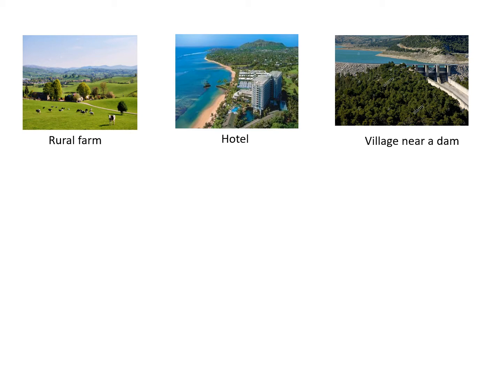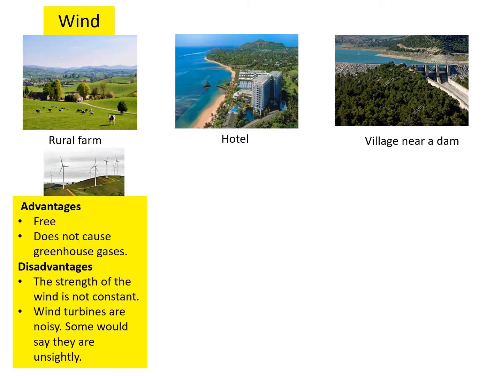Starting with a rural farm. This will be suitable for wind energy. It has plenty of space to put the equipment required. As you can see, they need to be spaced out as the equipment is large.